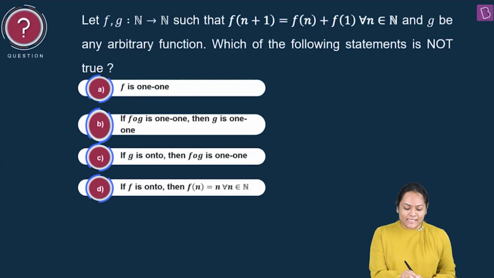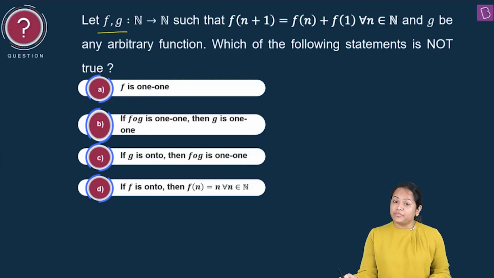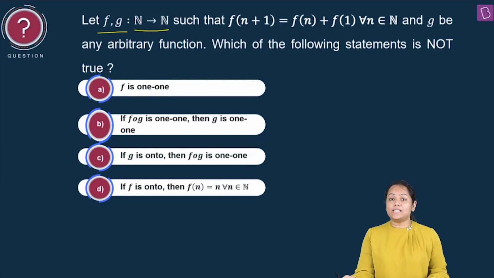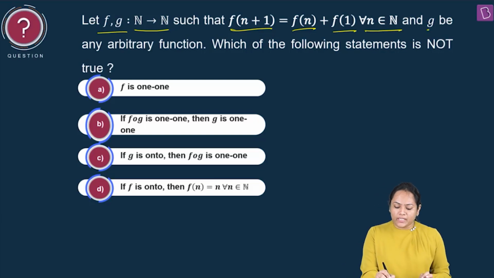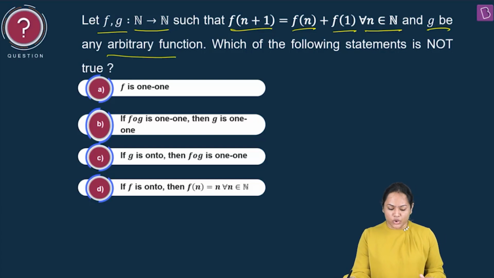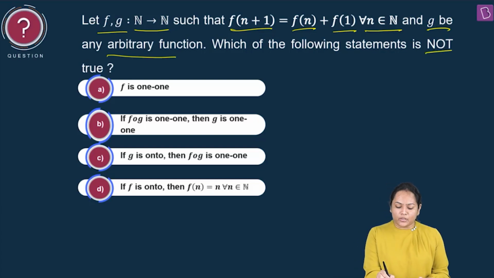The question says, let f and g be defined from natural to natural such that f of n plus 1 is equal to f of n plus f of 1 for all n belonging to natural numbers, and g, they have said that it's an arbitrary function, then which of the following is not true?